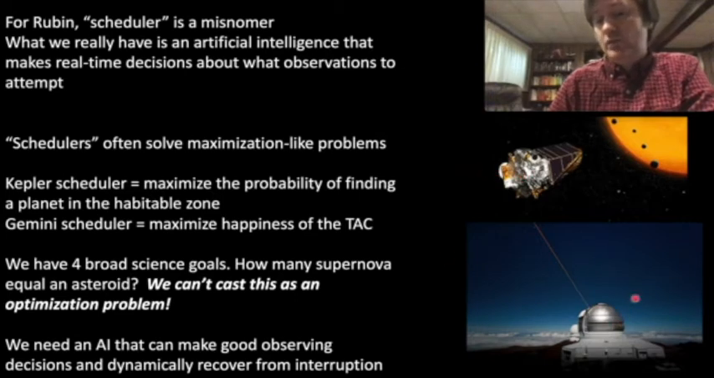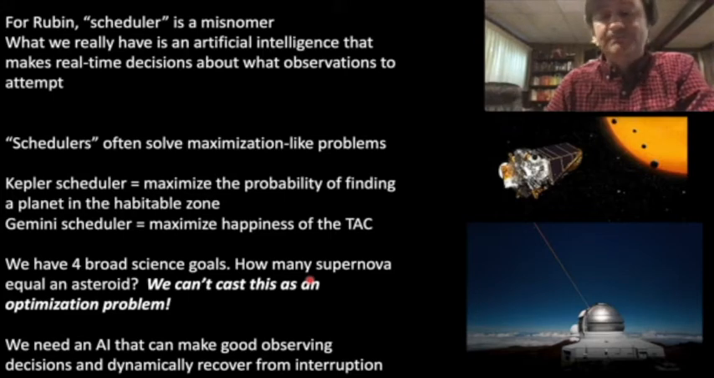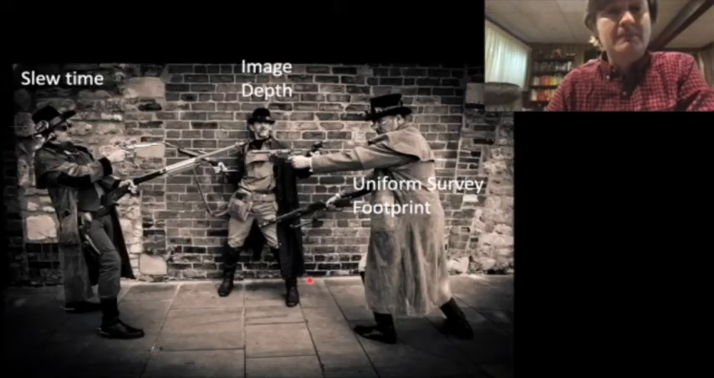Down here is one of the Gemini telescopes, and they have a telescope allocation committee, and so they set their schedule to maximize the happiness of the TAC. We have these 4 broad science goals, and I don't know how many supernovae equals an asteroid, so it's very difficult to cast the Rubin scheduling problem as a maximization problem. Instead, we need something that can dynamically recover from, say, clouds rolling in and start making good decisions on where to point the telescope again, even in the case of interruptions.